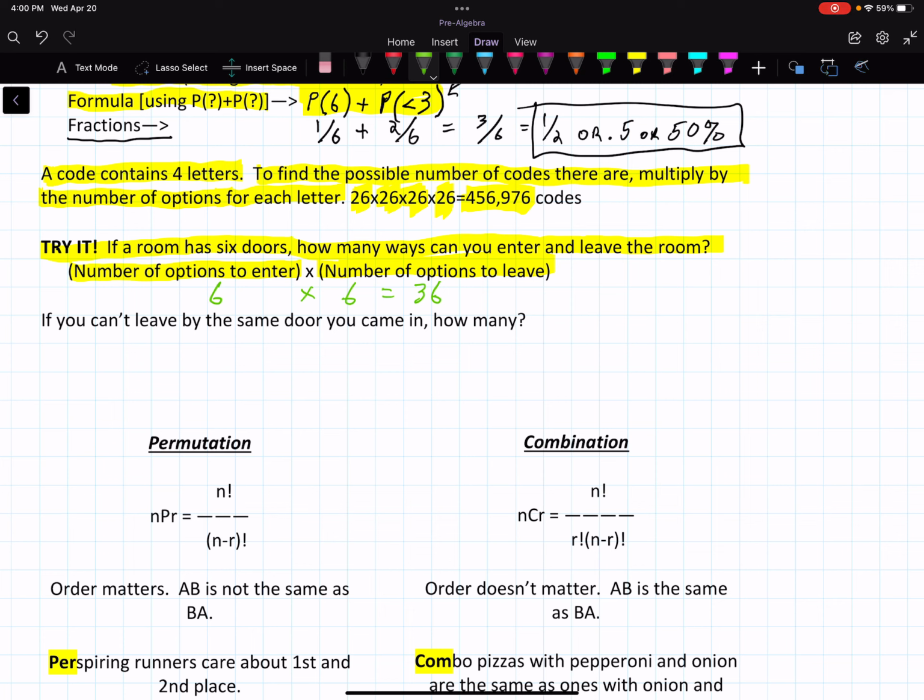Now, if they had told me, take this same problem and say you can't leave by the same door you came in, now how many possibilities are there? Well, I can still have the same number of options to enter the room, 6, but now one of those 6 doors is closed off to me. The door I just walked in, I can't use again. I can't turn around and go right back out it. So once I'm in the room, there's only 5 options to get out of the room. So the total now becomes 6 times 5.